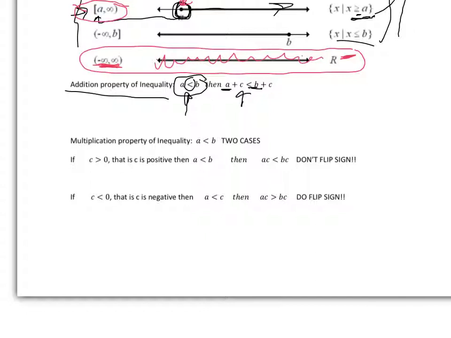So, I mean, clearly, if 2 is less than 3, if we add 3 to both sides, 5 and 6, when we're comparing those, 5 is still less than 6, so we're adding the same thing. That's good. Now multiplication is a little bit different.